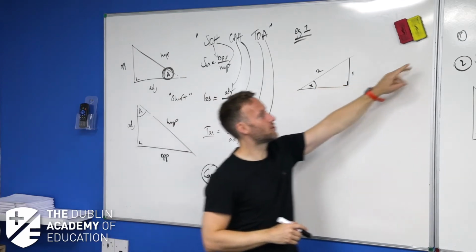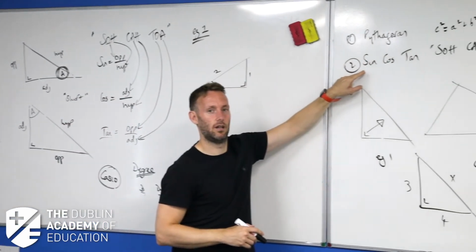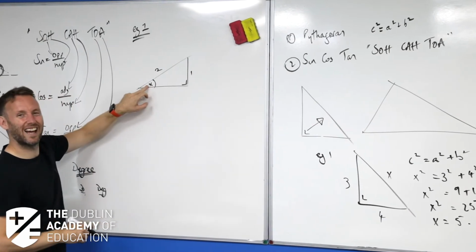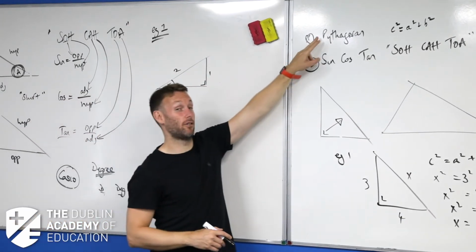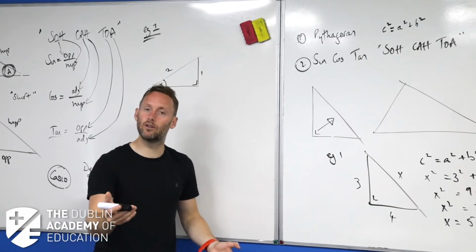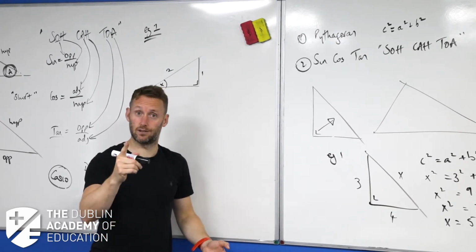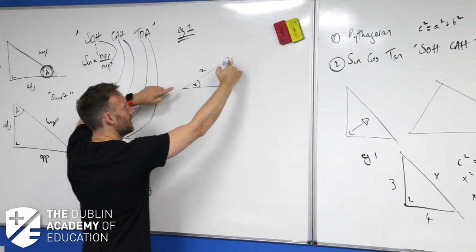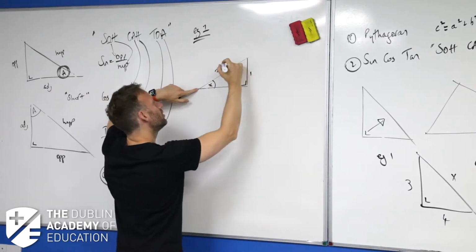If it's trigonometry, it's either Pythagoras or sin cos tan. Could I use Pythagoras to find angles? No, because we only use Pythagoras to find sides, so it must be sin cos tan. But what's the first thing that we're always going to do with sin cos tan? We're going to label our sides. That's probably easiest with the 2. What's 2? 2 is the hypotenuse.